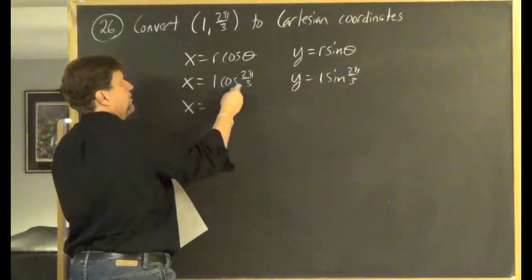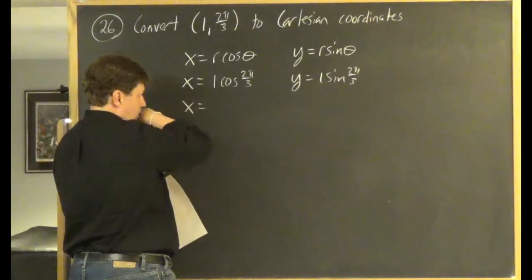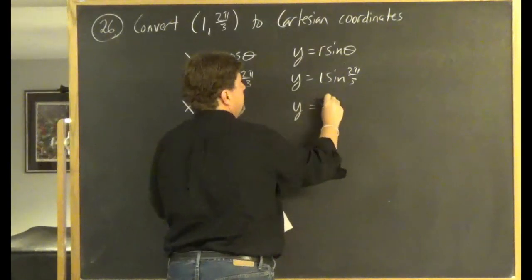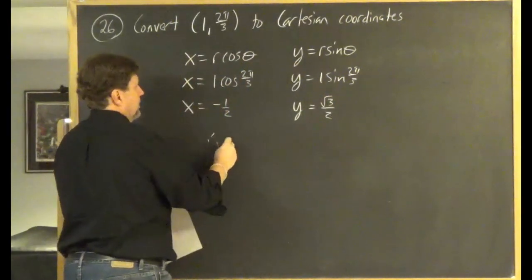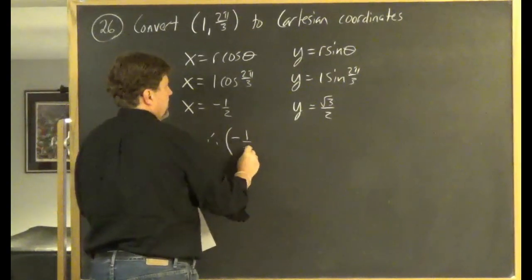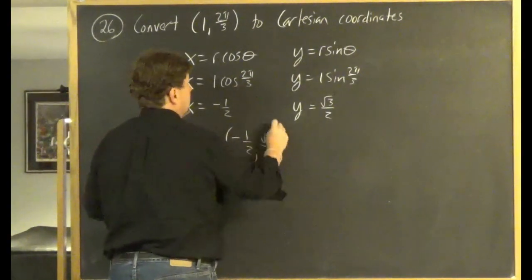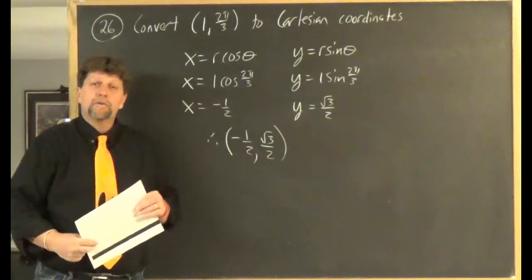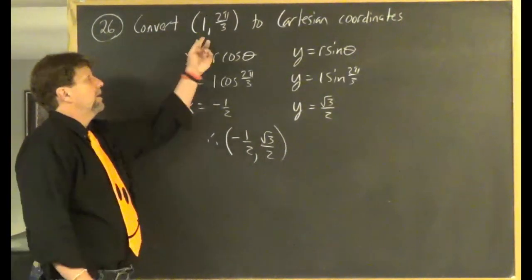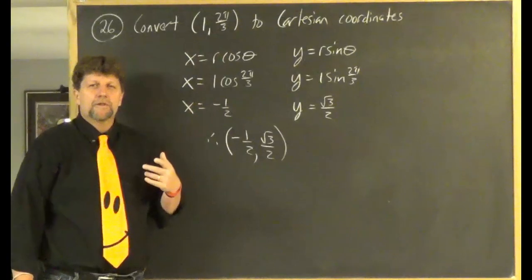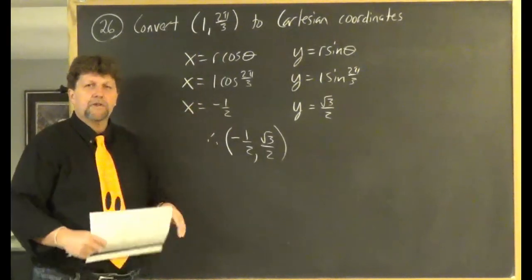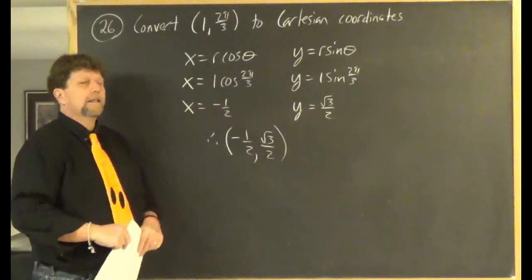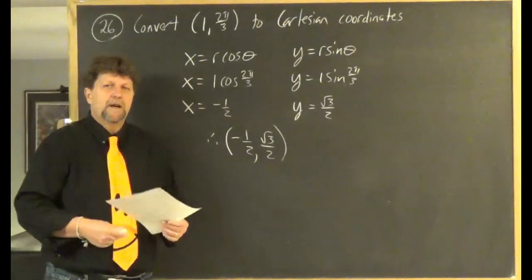So you know the cosine of 2 pi over 3 is negative 1/2. You know the sine of 2 pi over 3 is square root 3 over 2. So the Cartesian coordinates, or rectangular coordinates, is simply that. Not really a surprise, because if you thought ahead a little bit, this point is on the unit circle. But we got some practice using really important things to know. So let's head back to the slides and see what's next.